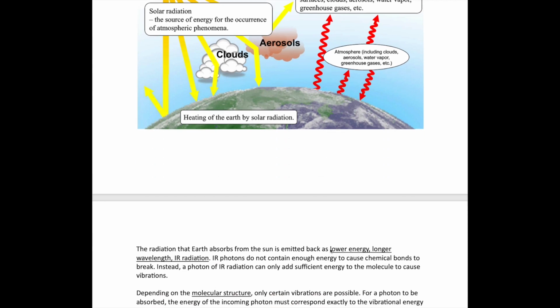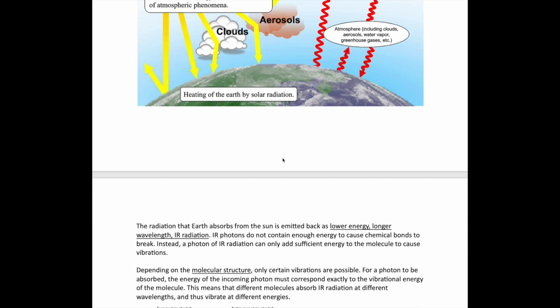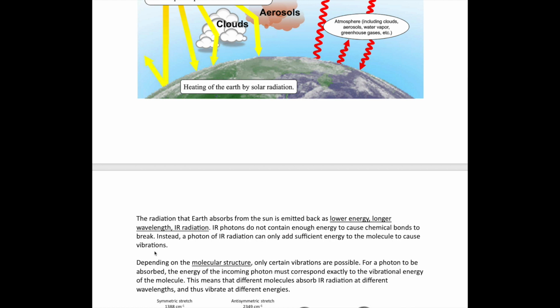These are lower energy, longer wavelength types of radiation. The unique thing about infrared radiation, which is shown in this picture as these red squiggly lines, is that unlike UV radiation, which can actually break chemical bonds, this type of radiation has much less energy, so all it does is make the molecules basically jiggle a little bit. So that's what we call molecular vibrations.